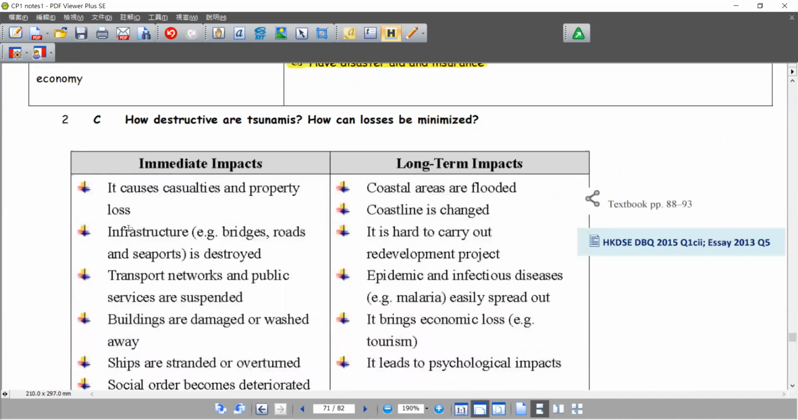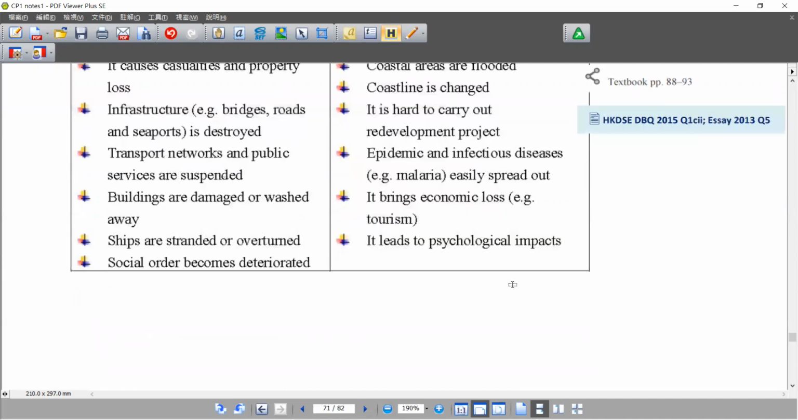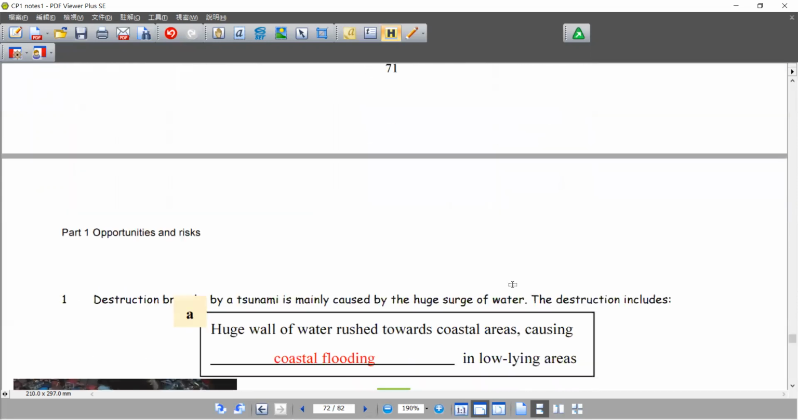Then tsunami includes this kind of impact. I'm not going to tell you one by one, just the differences. Casualties, infrastructure, transport networks, buildings are damaged, you know. But you can say the ships will be stranded or overturned on the land. The social order may deteriorate. The coastal areas are flooded. The coastline is changed. It's hard to carry out recovery projects because everything is gone. Most of the time, with a tsunami, everything is gone. Malaria spreads easily. Economic loss is strong and psychological impact is strong, and so on and so forth.